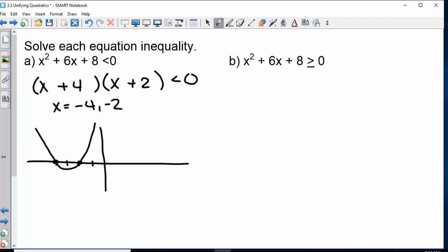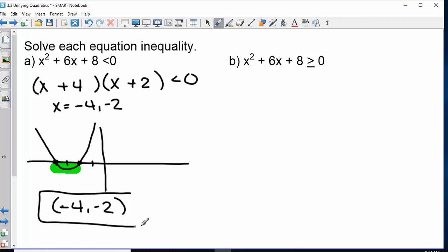I wanted when it was less than 0. So less than is below the axis. So that happens right here. No equal to. So what would my solution be? Between those values. So it's just from negative 4 to negative 2, because I asked for less than, so below the axis. Do we need main points? No, the graph is really just to help you answer the question. It's not part of an answer itself.